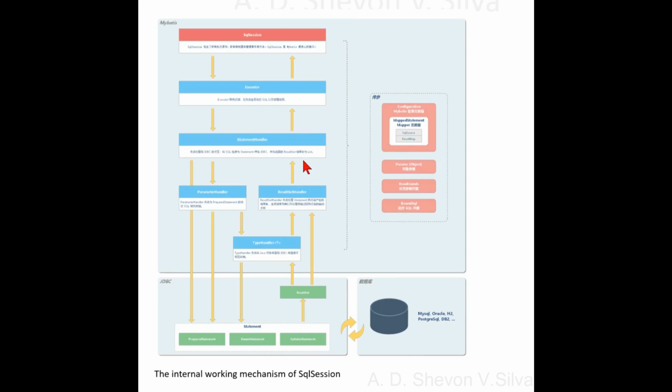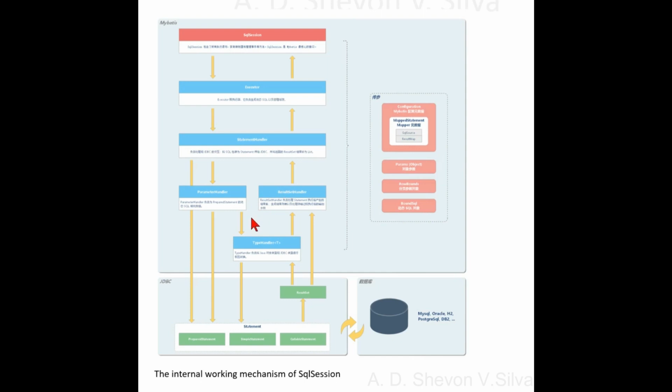Family members of statement handler. Statement handler is the interface. Base statement handler is an abstract class that implements statement handler with some common methods built in. Simple statement handler is responsible for processing statement. Prepared statement handler is responsible for processing prepared statement. Callable statement handler is responsible for processing callable statement. Routing statement handler is responsible for processing the specific subclass of statement handler and chooses to instantiate simple statement handler, prepared statement handler or callable statement handler according to the statement type.